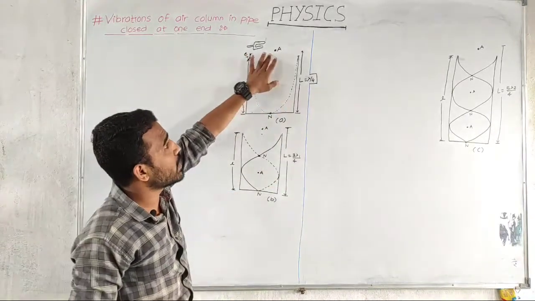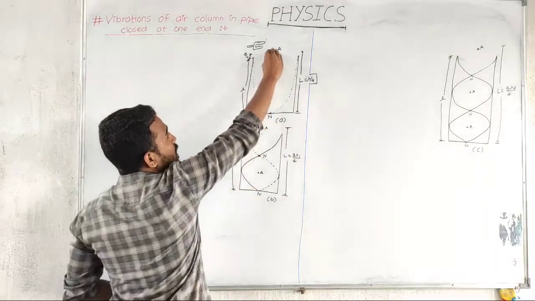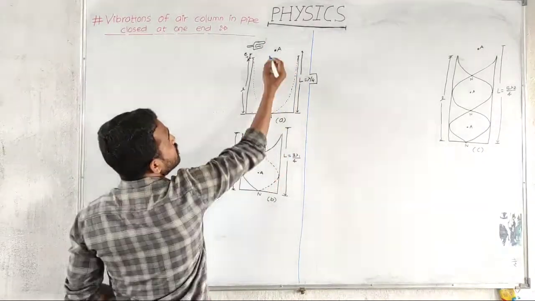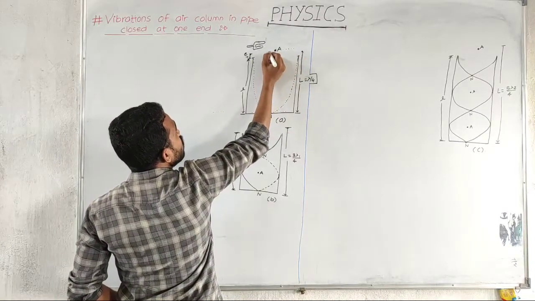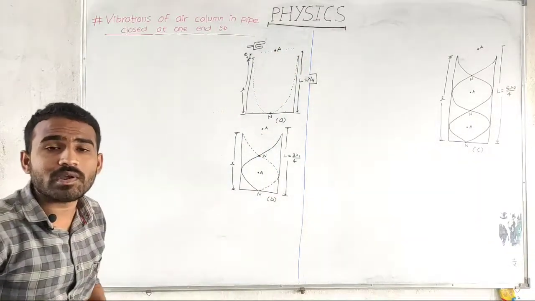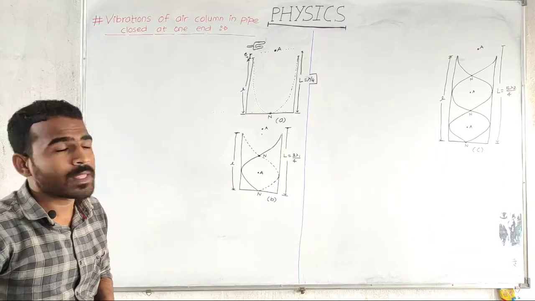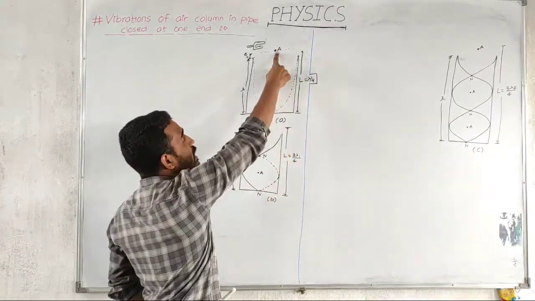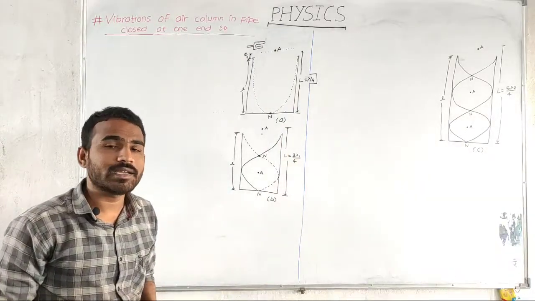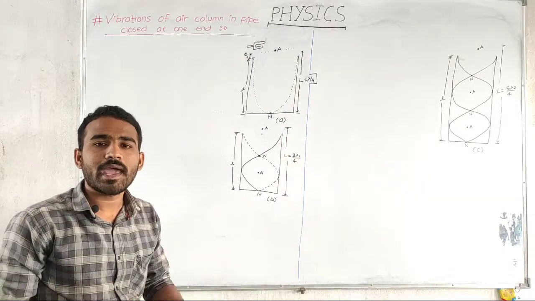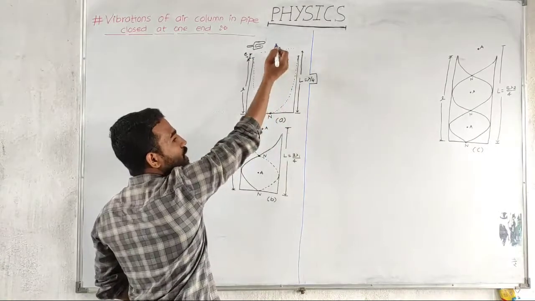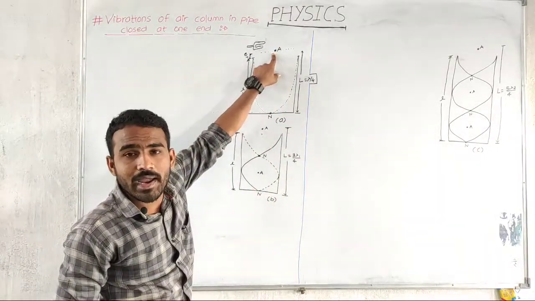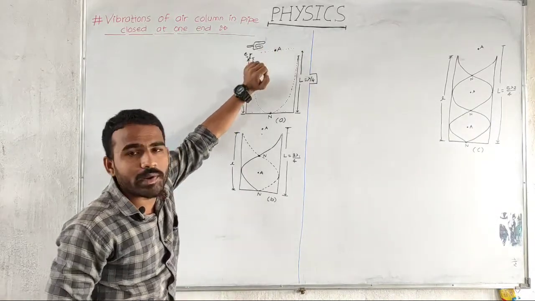Here you can see the particles can vibrate up to this point, which means they have the most freedom to vibrate. So this particle can give maximum displacement, and the particles which have maximum displacement are antinodes. So antinodes are always formed slightly beyond the open end.